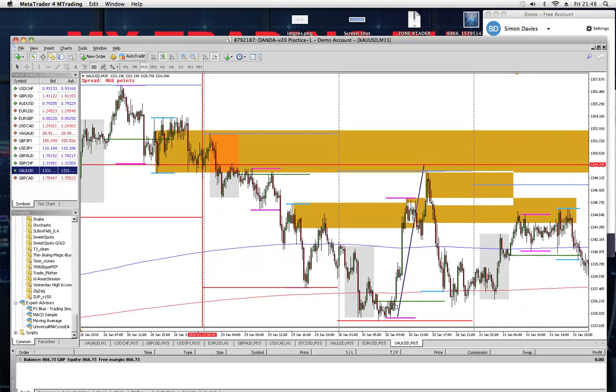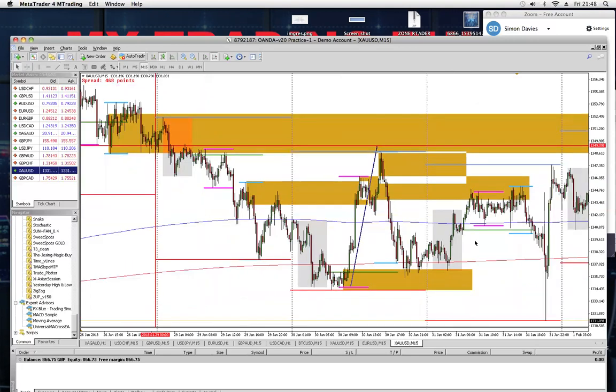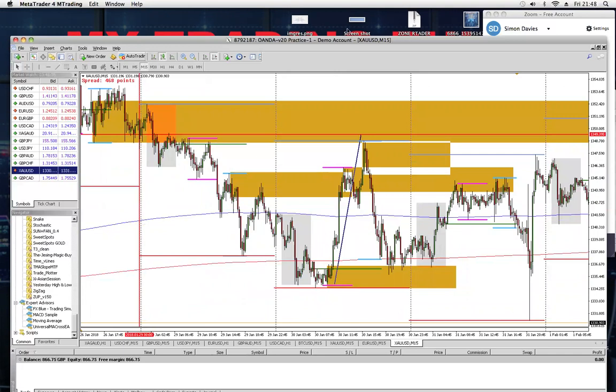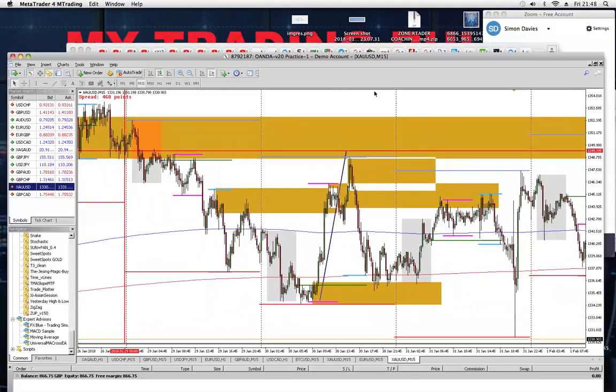See. There's your order. No, you probably would have bought that and lost because it didn't break the low. But yep, it's a losing day. Who cares? That's Forex.